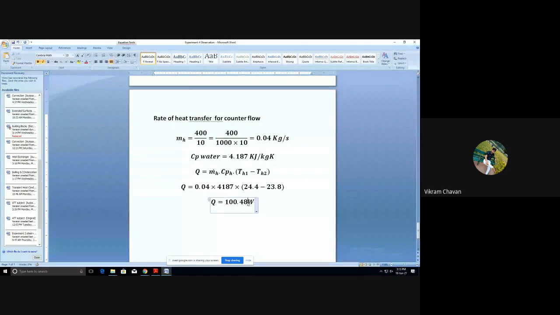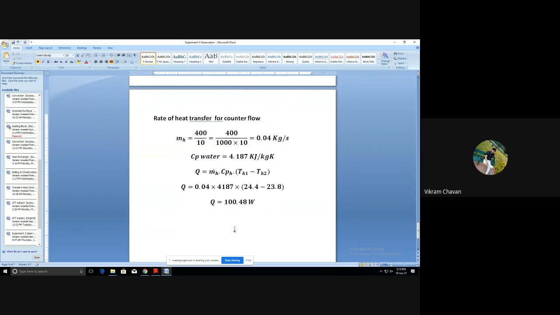For the same arrangement only, we are getting a greater heat transfer rate in the case of a counterflow arrangement. So the counterflow heat exchanger provides the maximum heat transfer rate for the same surface area. So we have just proved that.